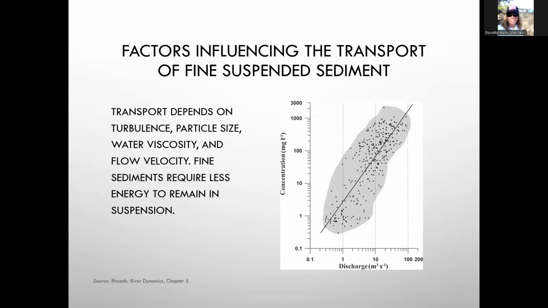So, what are the different factors that influence the transport? Obviously it depends on turbulence, particle size, water viscosity, and the flow velocity, right? So, how fast is the river moving? Are they fine sediments or heavier particle sizes? Obviously, the finer sediments are much easier to move. It doesn't take as much energy, and then they remain suspended.